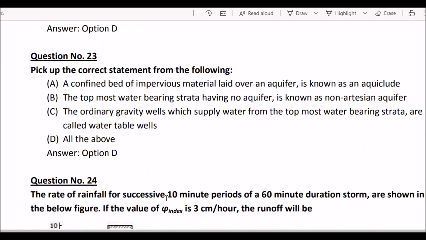Next question. Pick up the correct statement from the following. Option A, confined bed of impervious material laid over an aquifer is known as an aquiclude. Option B, the topmost water-bearing strata having no aquiclude is known as non-artesian aquifer. Option C, the ordinary gravity wells which supply water from the topmost bearing strata are called water table wells. And option D, all of the above. Right answer is option D, all of the above.